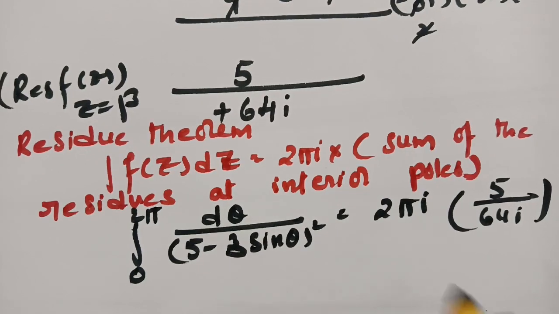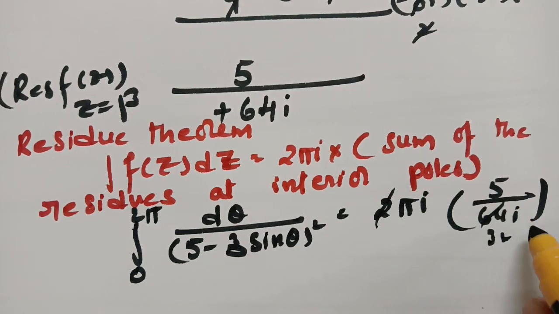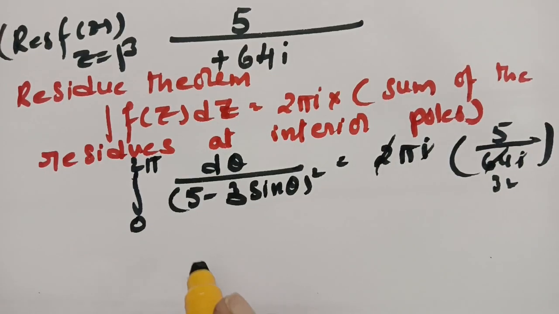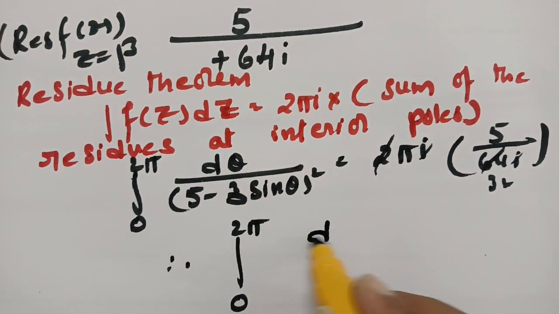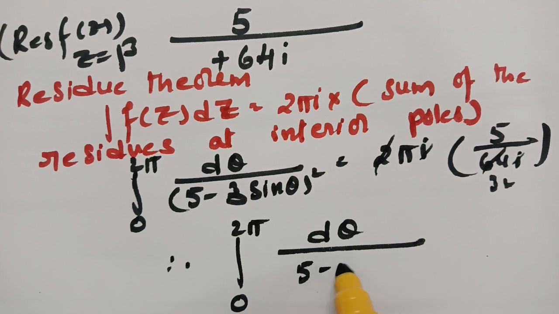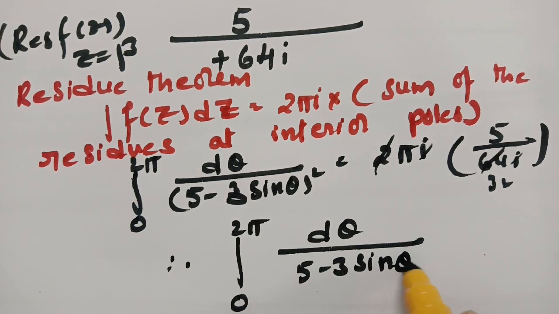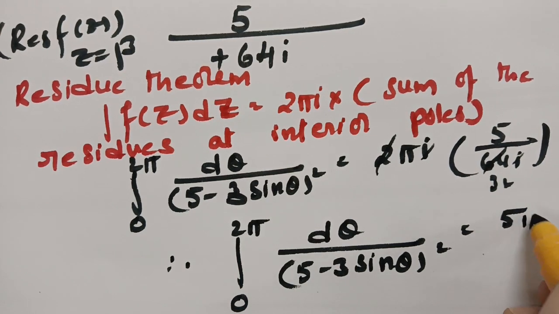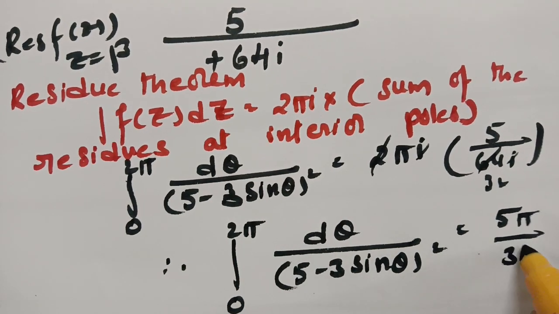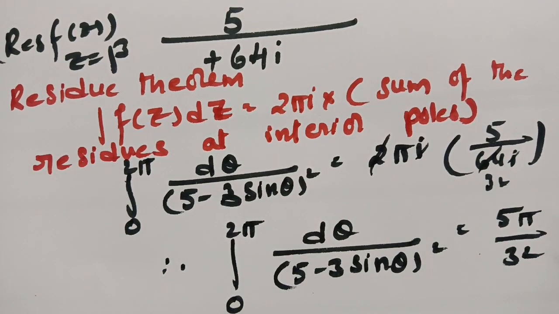So if I cancel 2 times, this will be 32, and i got cancelled, and therefore what remained here: integral 0 to 2 pi d theta by (5 minus 3 sine theta) whole square value is equal to 5 pi by 32. So this is the final value, and this is how we have to solve.